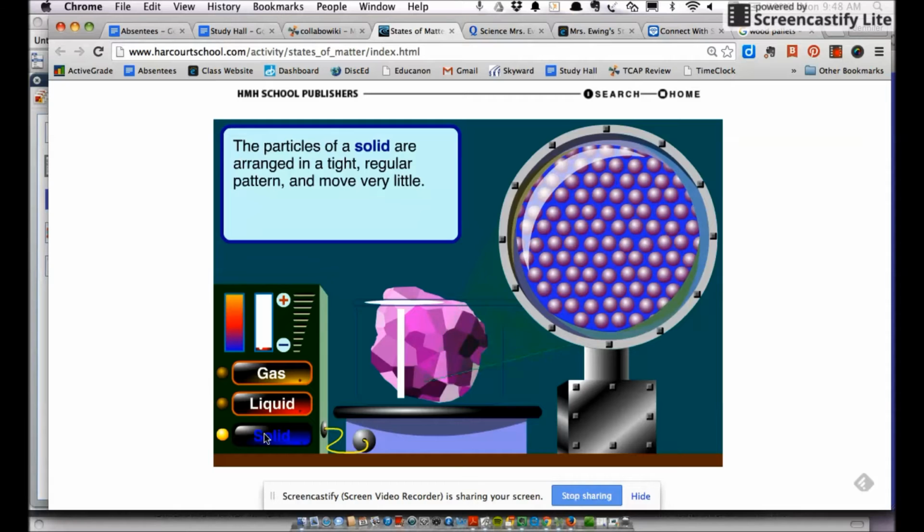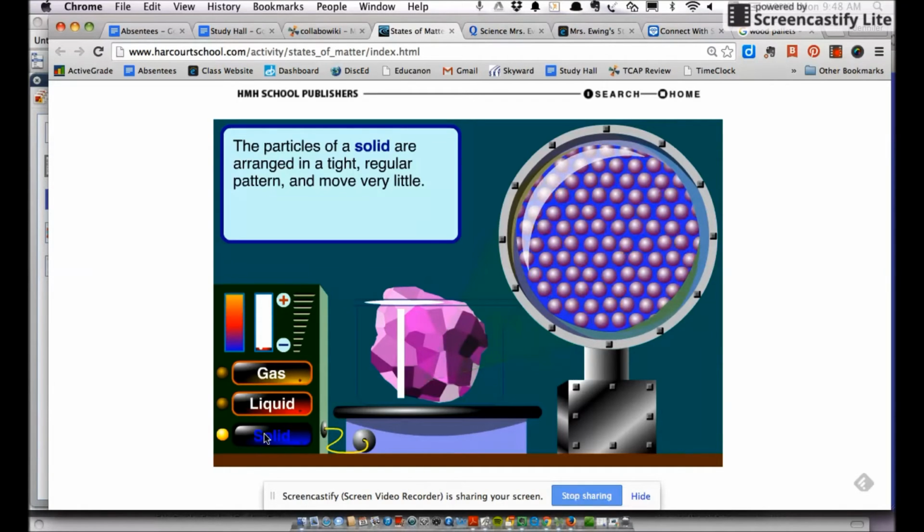Tell me one thing you notice about how the particles are. So we're looking at the molecules of this solid. What do you notice, McKenna? Yeah, they're all packed in pretty tightly, aren't they? They're squeezed in there. There's not much space in between them, is there? What else do you notice, Neela? Yeah, they're moving. Can you see how they're moving a little bit?